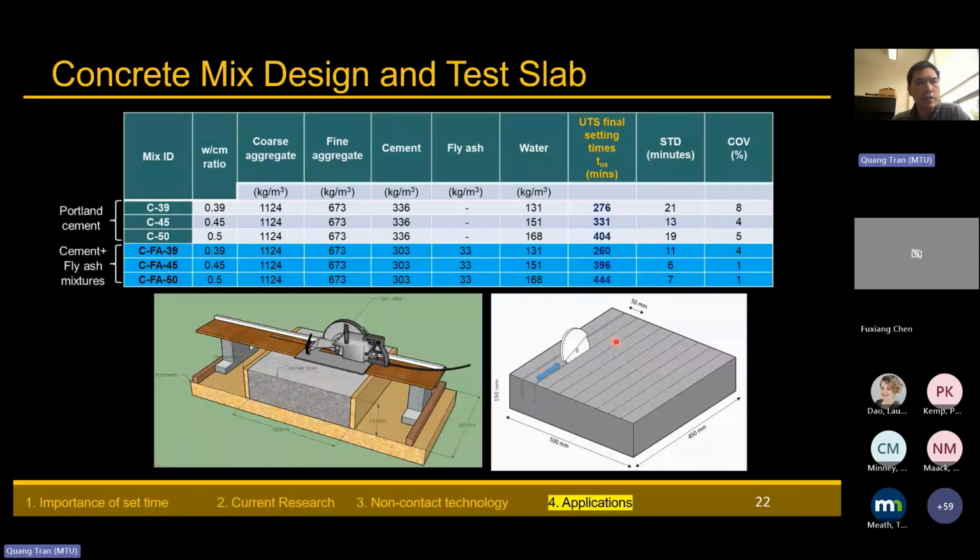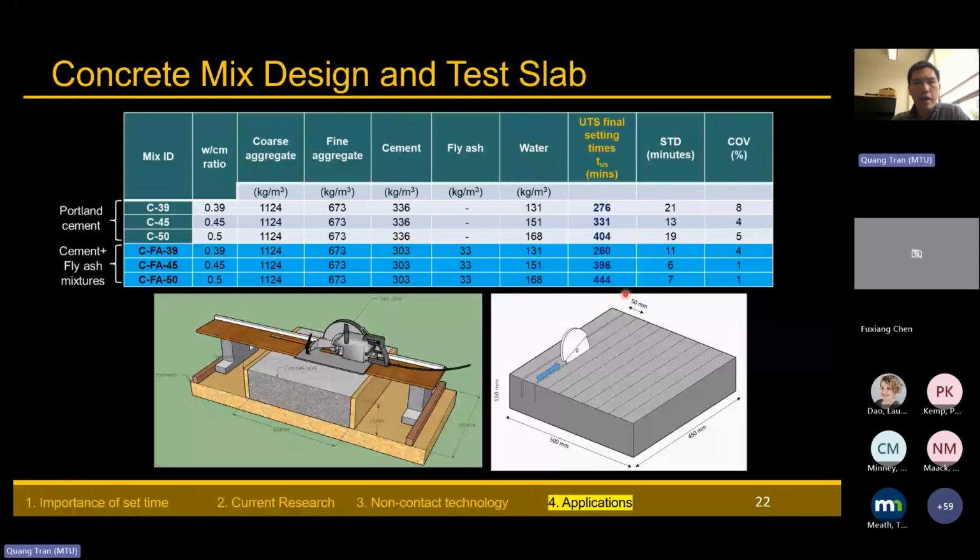Here I make 6 different mixtures. Again, similar to the previous study, I changed the water cement ratio for 3 of them. I use 3 water cement ratios: 0.39, 0.45, and 0.5. And then I run the test using the non-contact technologies in order to determine the final set time.